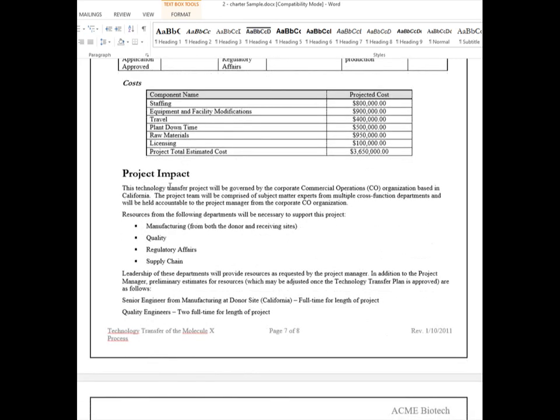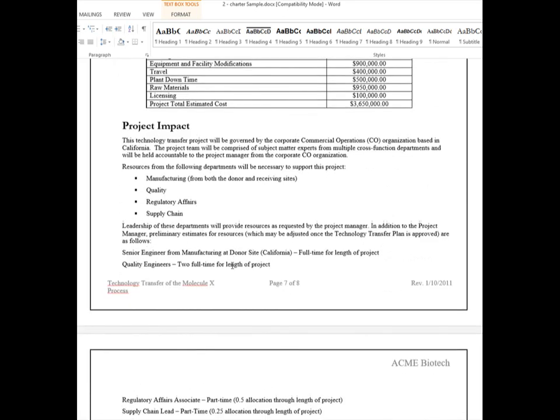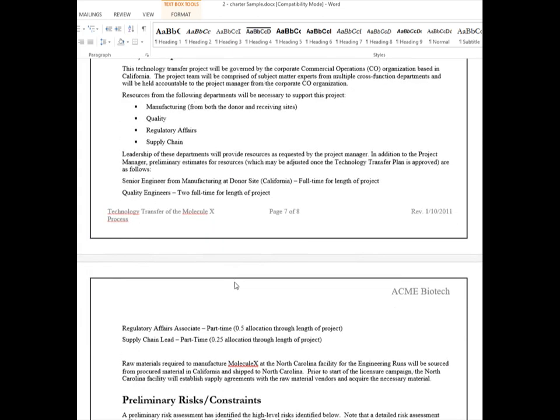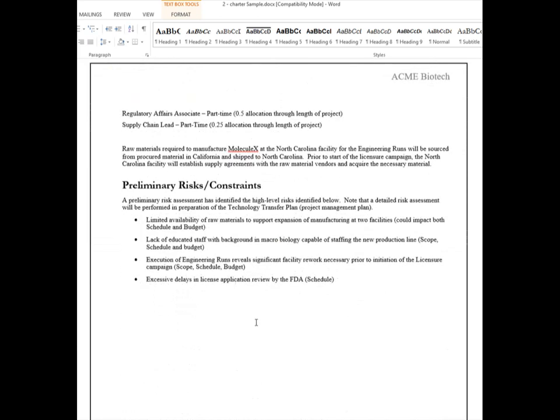From a project impact, who's involved, what potentially, or who's affected by this? I'm going to need to get resources from resource managers in order to be able to accomplish this project. Here's where I start documenting at a high level what that resource requirement is. And then finally, my preliminary risks or constraints.